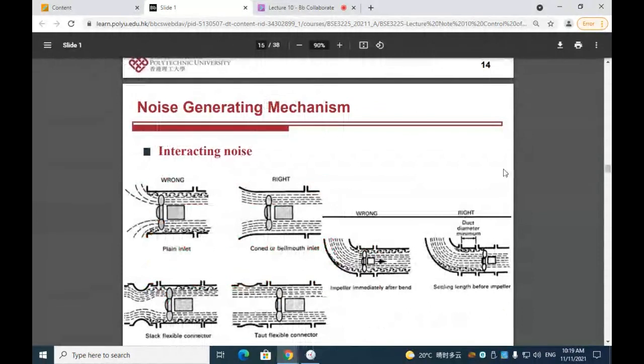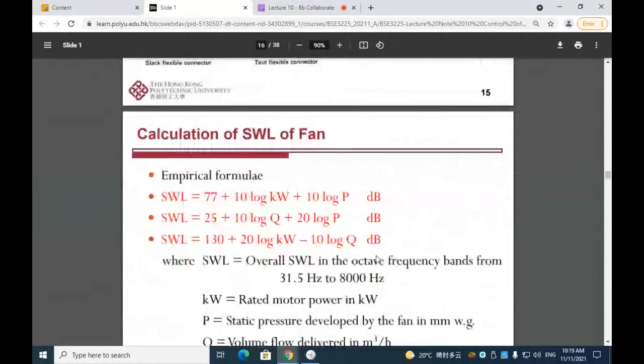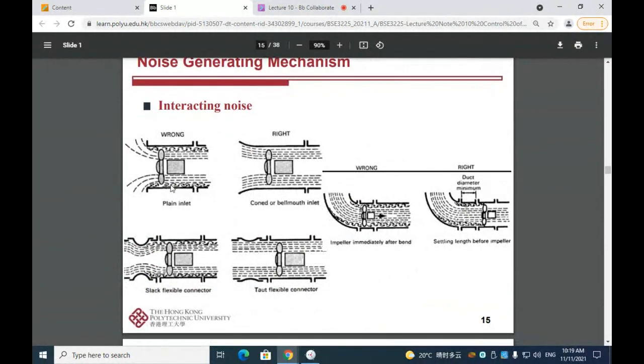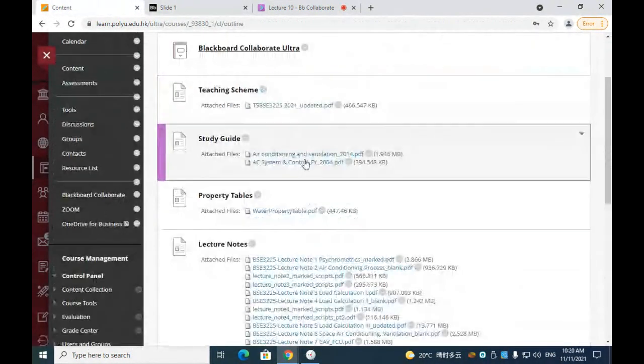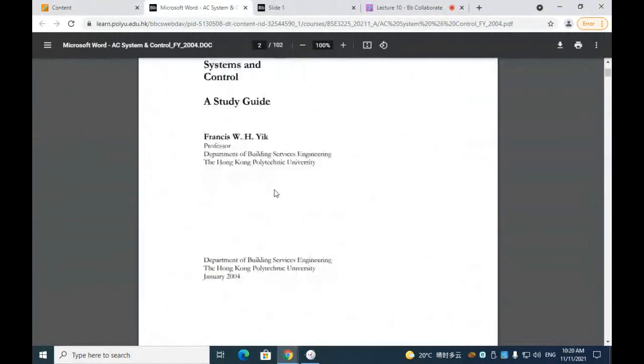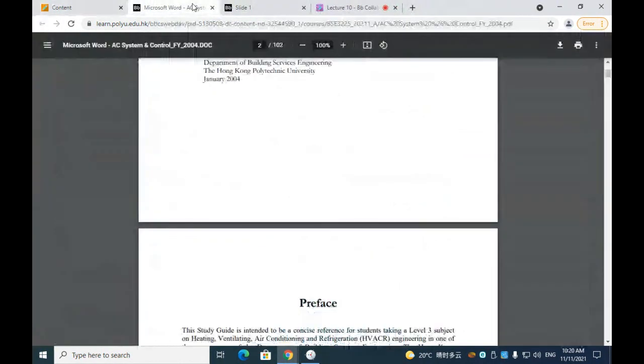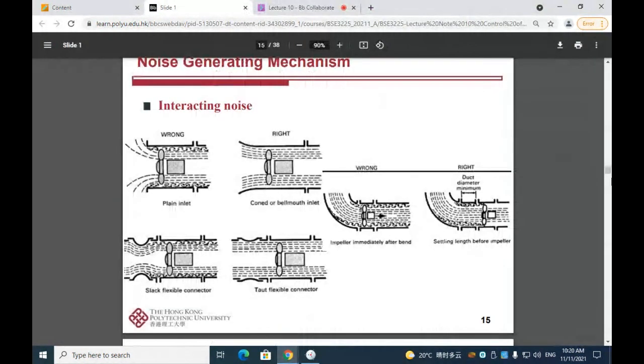Okay, so I'm going to end here. The remaining slides are for your own study, and apart from the slides, you can also refer to our study guide. Let me see. Not here. Air conditioning and ventilation. You can refer to control of noise in ventilation systems, chapter number 8 on the study guide, for more study materials regarding ventilation noise.